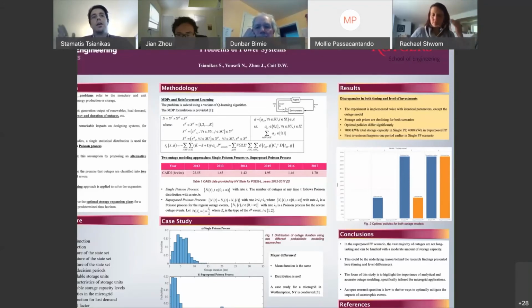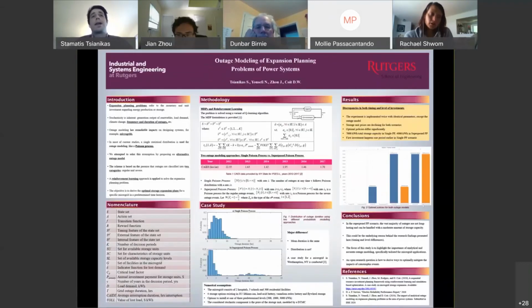So maybe it means that if we think about the single portion process, it's more urgent for us to invest in storage in our microgrid. If we try to interpret these results, we would say that in the portion process scenario, the vast majority of outages are short-lived, as we said before. They are not long-lasting, and therefore they could be handled with, first of all, the renewable plants that I may have in my microgrid and a moderate amount of storage capacity.